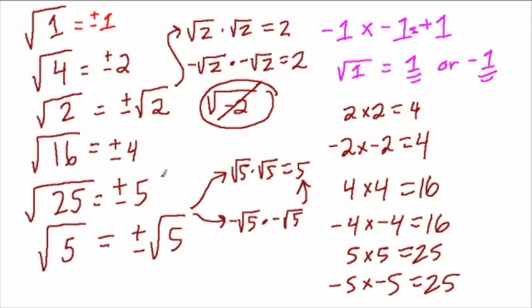Anyway, the point is, positive numbers have both positive and negative roots. And often, they'll tell you what we're looking for. They'll say, specify the root as positive or negative. And if they don't, you can provide both.